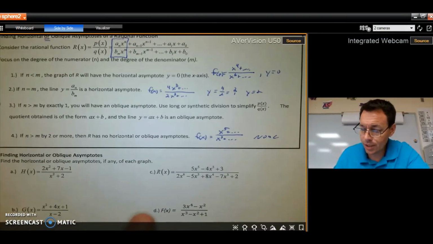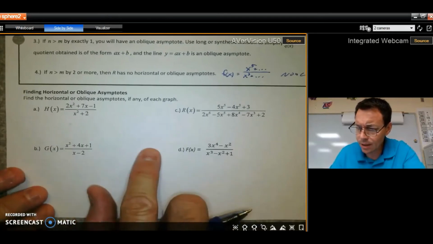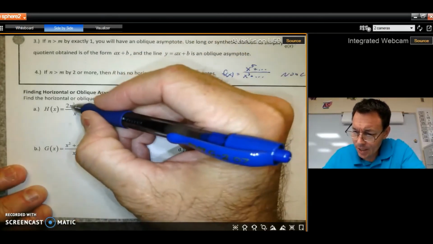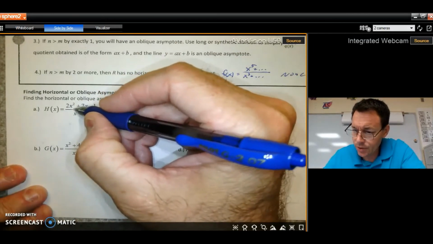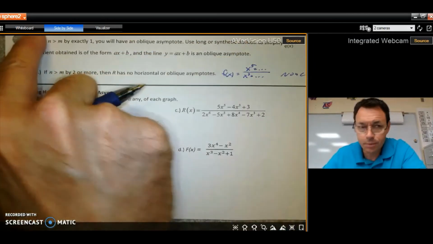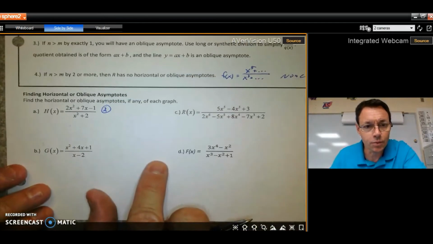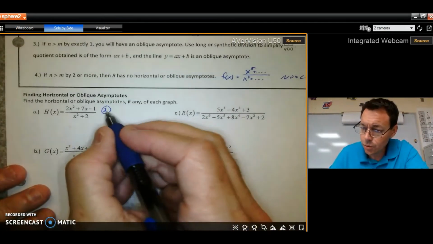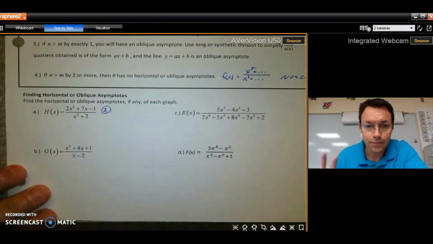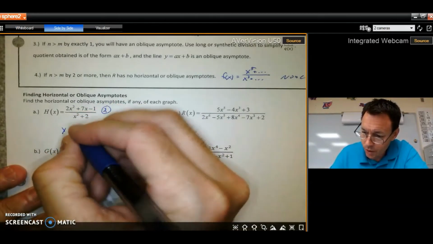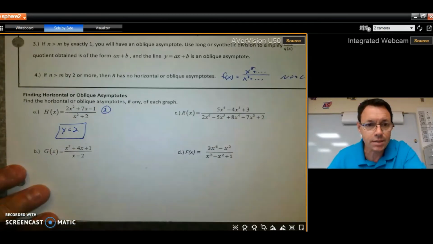Okay, so let's look at example A. Down here, example A, I've got this rational function. I see that I've got an x squared and an x squared. So this is rule number 2. On your homework, I even write down the rule. You don't have to. Rule 2 says that these are going to cancel, in a sense, and just leave us with y equals 2 over 1, which is y equals 2, and that is our horizontal asymptote, and we're done. There's nothing else to do on that problem.